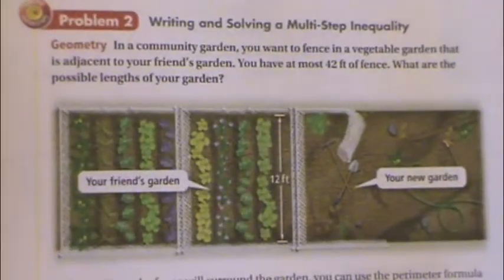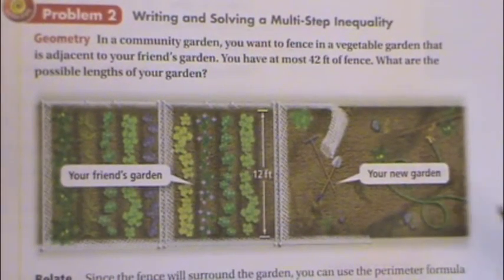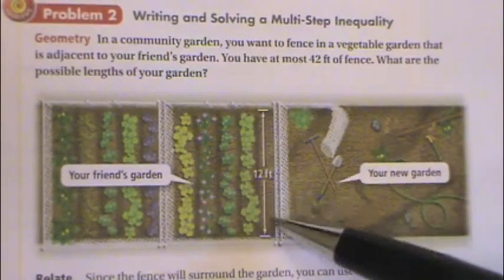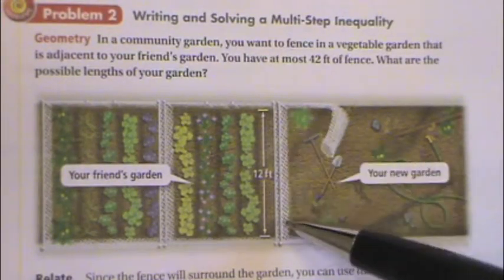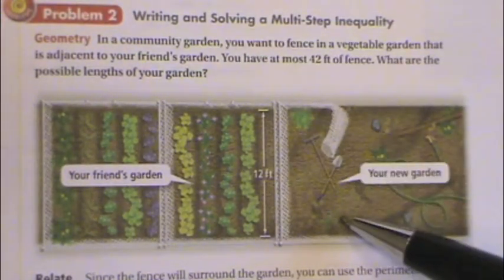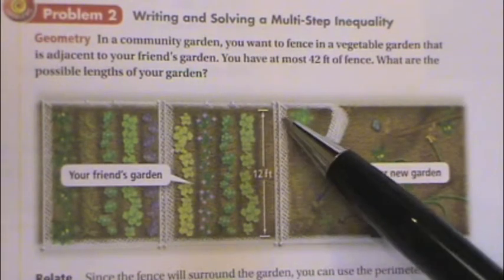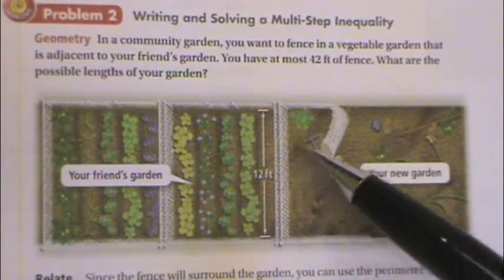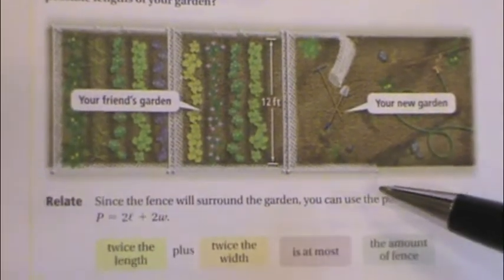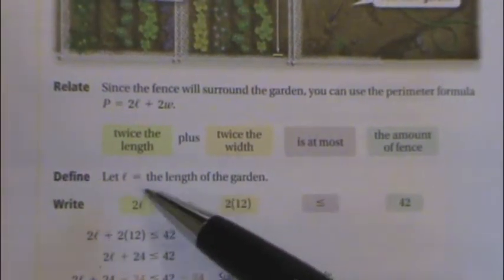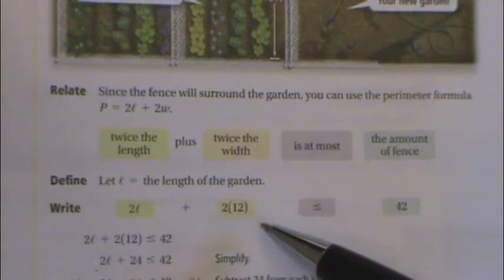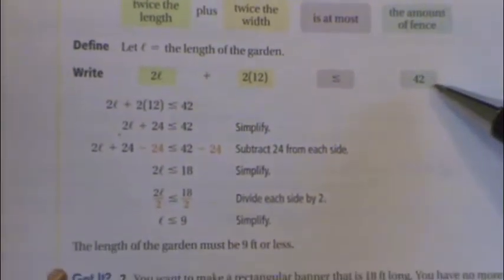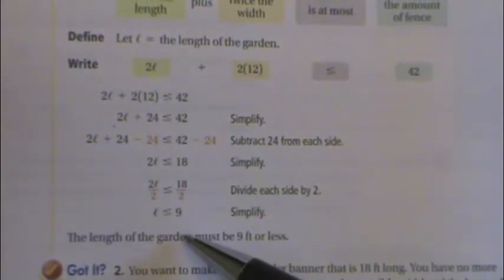So problem 2 is a pretty good example of something you might actually need to use in your real life. You have 42 feet of fence. You want to fence in a garden that's got to be 12 feet wide. How long can you make your garden? Well, you know the width is 12. You know that your total perimeter cannot be more than 42 feet. So let L equal the length of the garden. 2 times length plus 2 times 12 is less than or equal to 42. Ta-da! The length of your garden can be 9 feet or less.